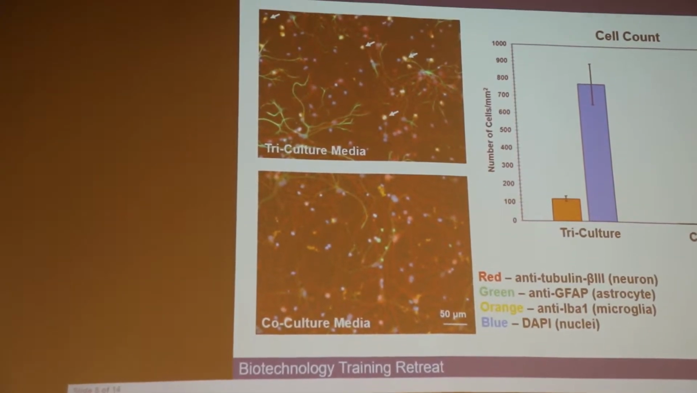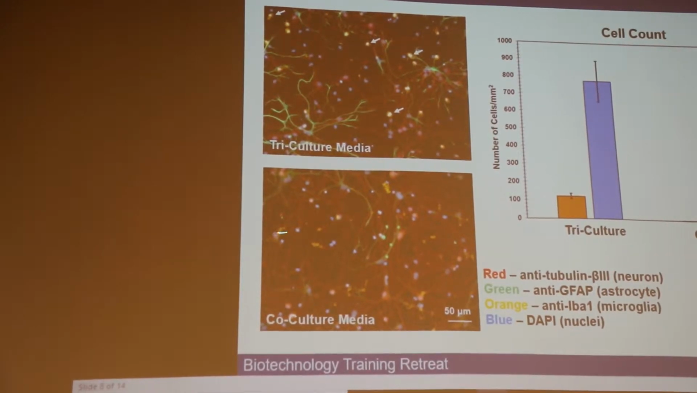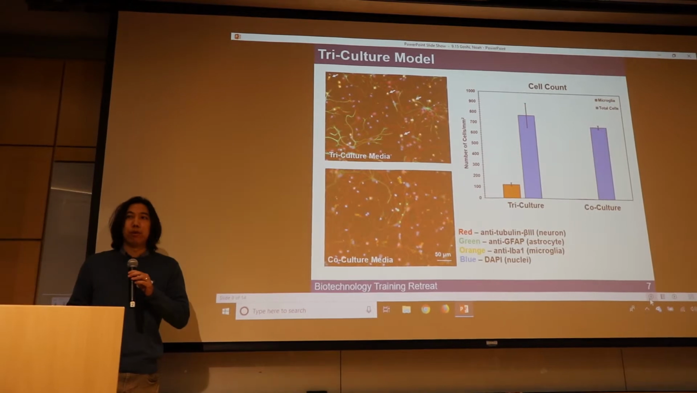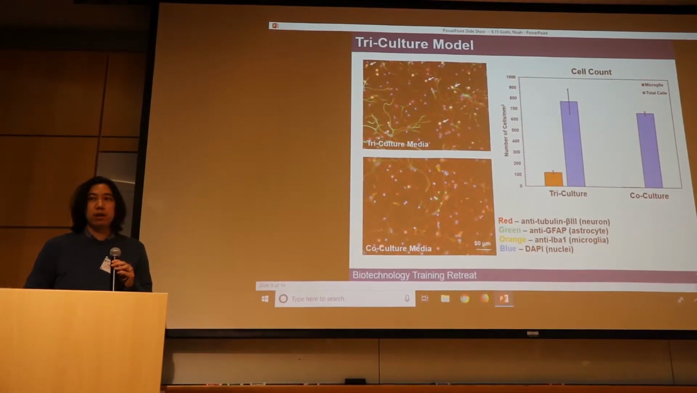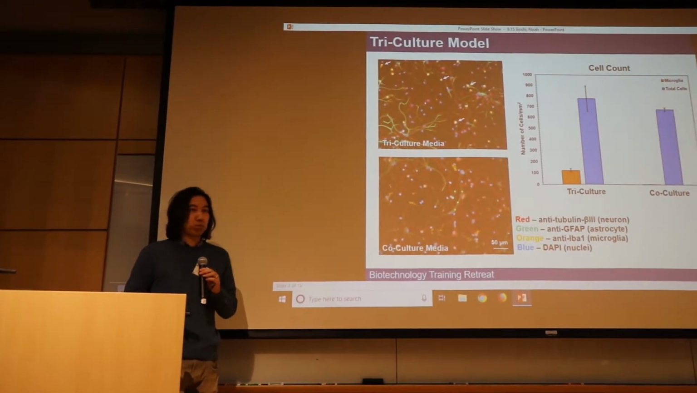So all three cell types are present in the culture media, versus down here in the co-culture, we don't see any staining of the IBA1. Additionally, we wanted to quantify the number of total microglia within the cultures, and we found that it was approximately 10%, which is a physiologically relevant number of cells.